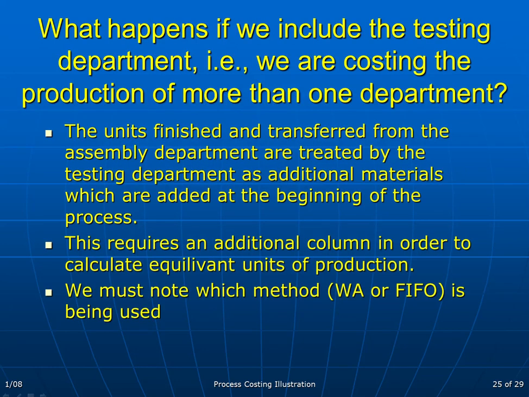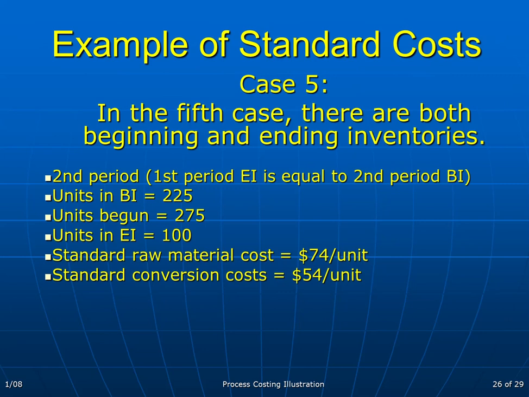Okay, so what happens if we include the testing department? Remember, in our costing system here, we had two different departments. We had the assembly department, which is what we looked at in detail, and then we had the subsequent department, which is the testing department. Well, this is very easy because the units transferred out of the first process will be transferred into the second process at their cost at the very beginning of the process. So you would treat that in a way that's essentially identical to how you would treat the introduction of direct material.